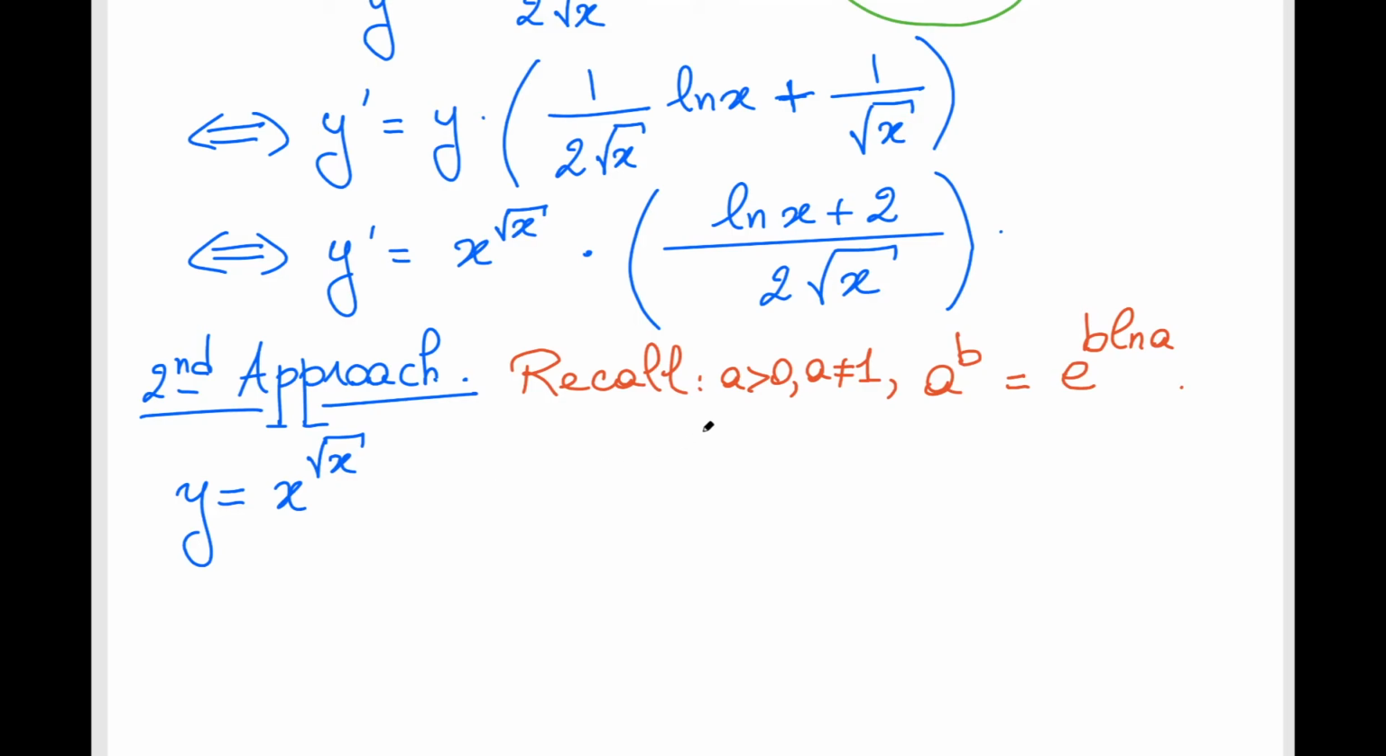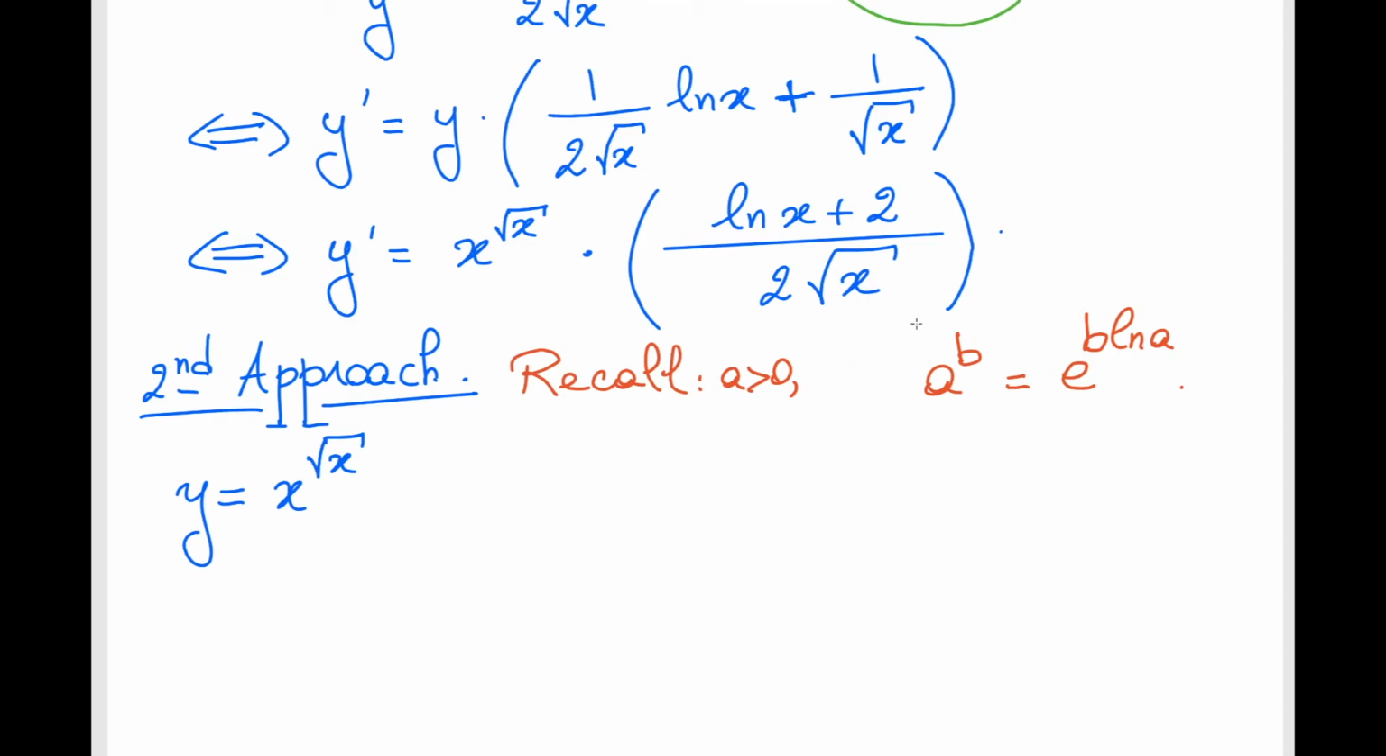Okay, so I'm gonna think about a being x and b being square root of x, and certainly the base is positive. It can be 1. Actually, I don't need this condition here. I took the base to be e, so if a is 1, this is meaningful. So a is allowed to be 1 here, no problem.